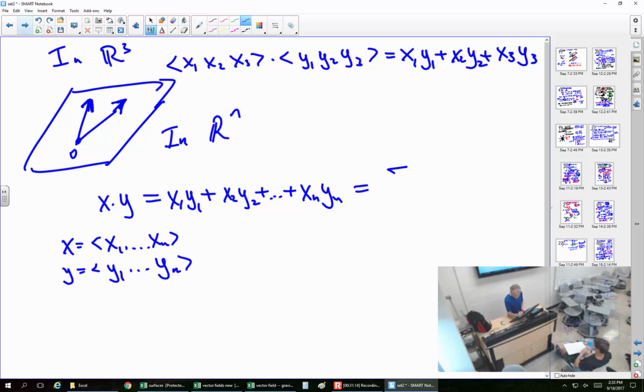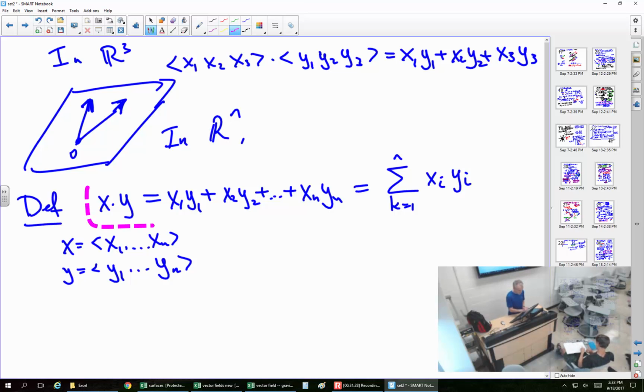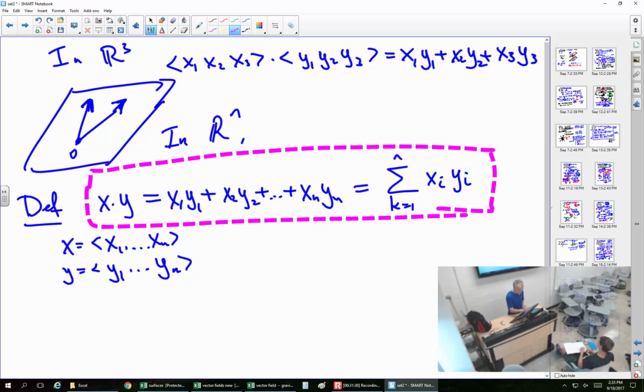Okay, so the other way is with the sigma. So k from 1 to n, xk yk. That's the definition. So that is the definition of the dot product.